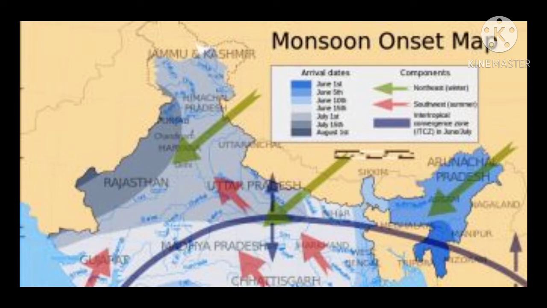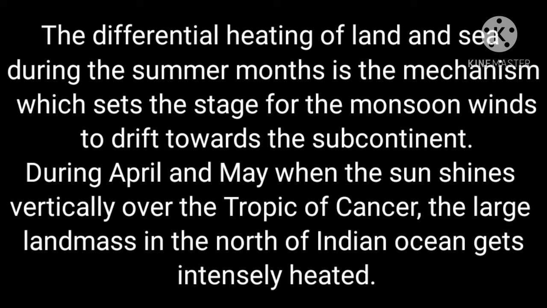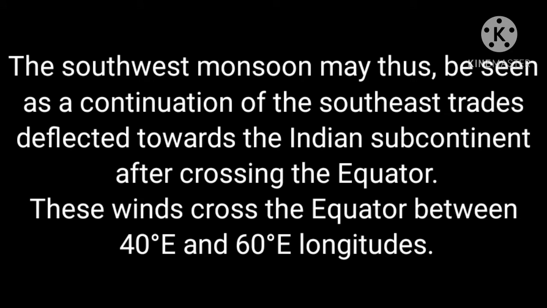During April and May, when the sun shines vertically over the Tropic of Cancer, the large landmass to the north of the Indian Ocean gets heated intensively. This causes the formation of low pressure in the northwestern part of the subcontinent, and high pressure to the south of the landmass. So the southwest monsoon may thus be seen as a continuation of the southeast trade winds towards the Indian subcontinent.